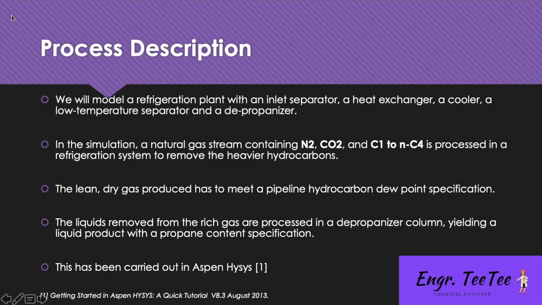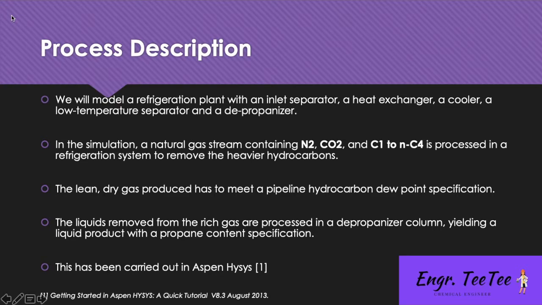The process that we're going to be looking at is a refrigeration plant, and we'll be looking at how to model the refrigeration plant. This refrigeration plant will have an inlet separator, a heat exchanger, a cooler, a low temperature separator, and a depropanizer, which is essentially a column as well. Our feed stream will be a natural gas stream that has nitrogen, carbon dioxide, methane, ethane, propane, isobutane, and n-butane that will be processed in the refrigeration system. What we're trying to do is to remove the heavier hydrocarbons. We also have a specification that our pipeline hydrocarbon must be of a particular dew point. And we would also be getting a liquid product with a specified propane content.